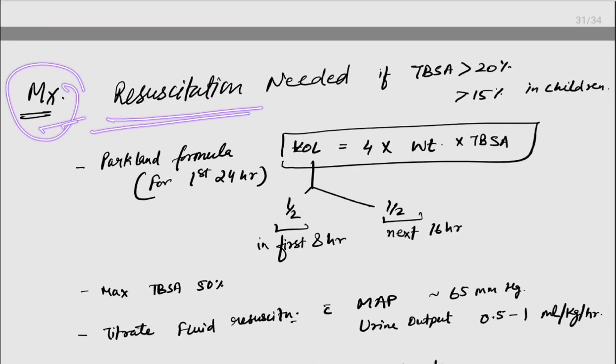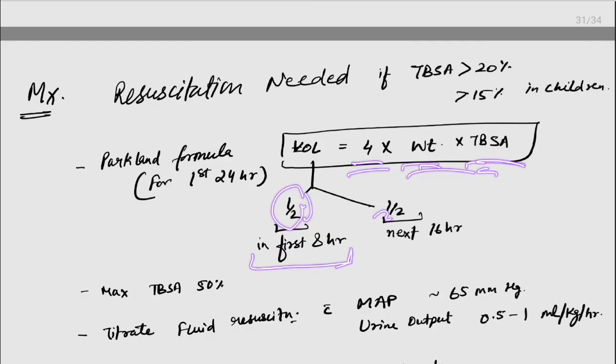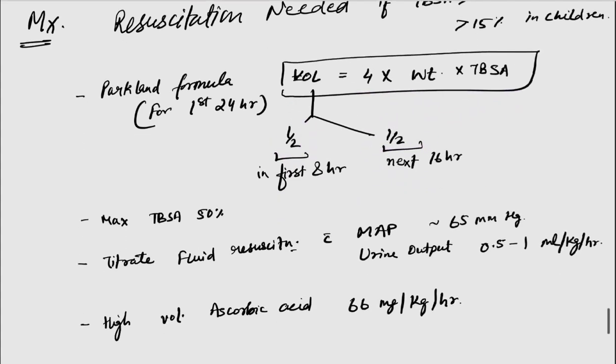Now coming to the management part. Resuscitation is the main management in case of burn patients. Resuscitation is needed if the total burn surface area is more than 20% in adults and more than 15% in children. We calculate the amount of fluid by using the Parkland formula. Here the volume is 4 into weight into total body surface area. Half of the calculated volume is given in the first 8 hours and the remaining half is given in the next 16 hours.